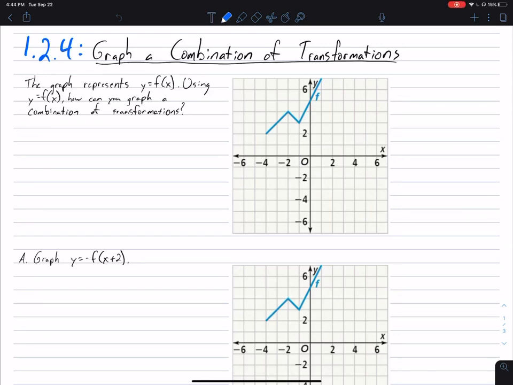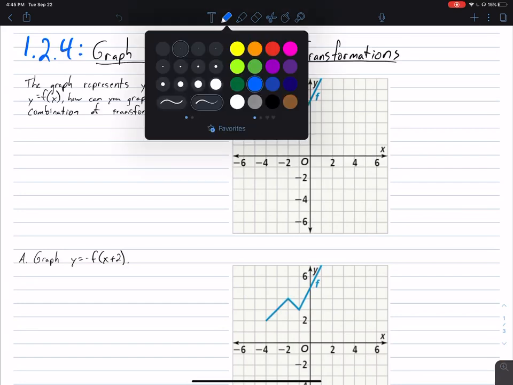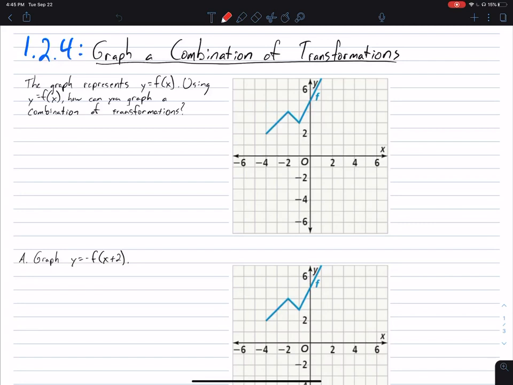Here we're going to look at 1.2.4, graph a combination of transformations. So they're going to give us an original graph, and then they're going to ask us to make some transformations to it and show the new graph. So this graph represents y equals f of x. We don't need to worry about what the actual equation itself is, just this is our function. Using y equals f of x, how can you graph a combination of transformations?